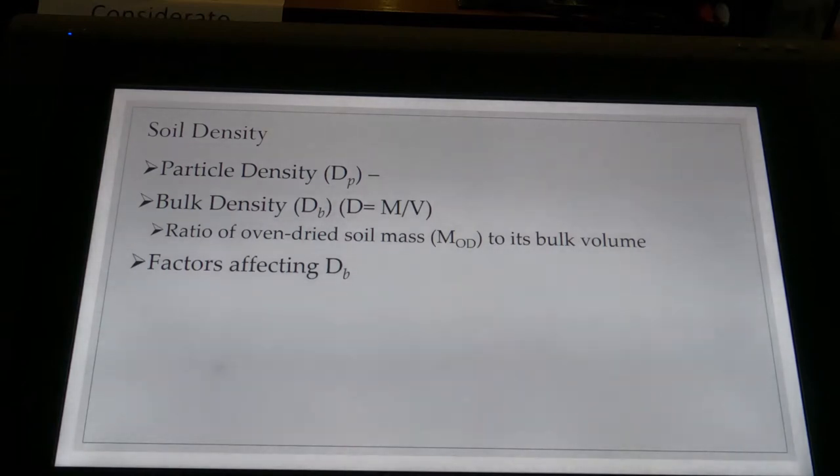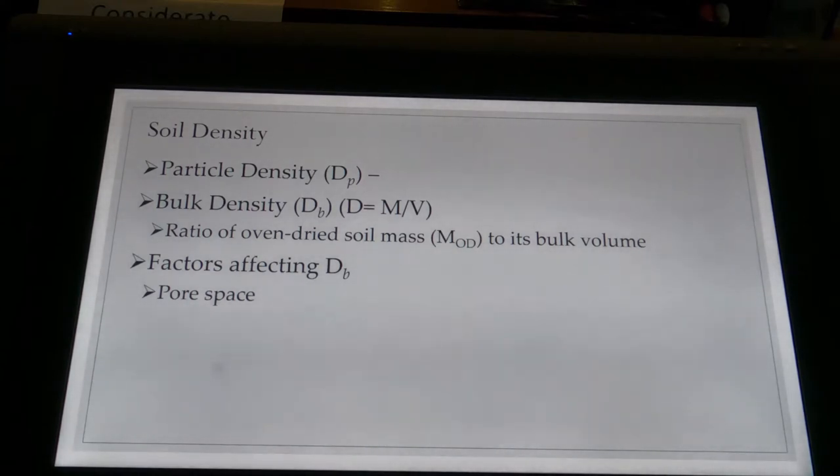Remember our bulk density? We're going to take the mass of the oven-dried soil. So we take the sample, put it in the oven, dry it. Whatever is left is just the mineral and pore space. We've taken out the water, so the only thing left is the mineral and the pore space. And if you read over the handout, pore space is going to affect bulk density. More pore space means lower bulk density.